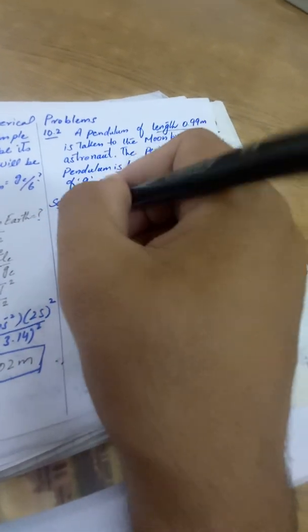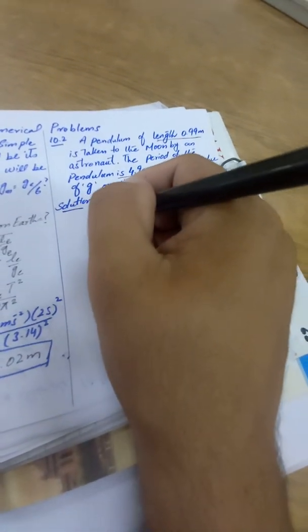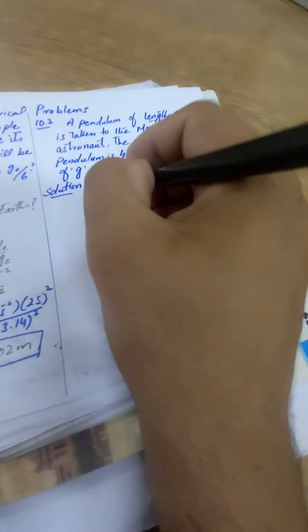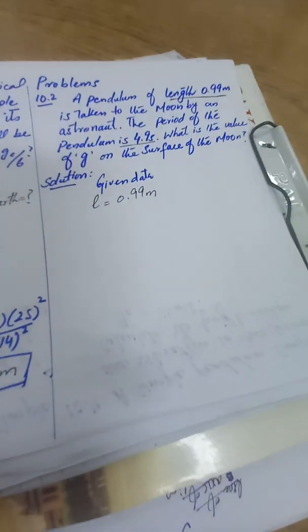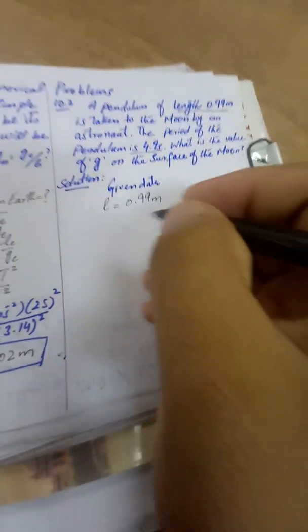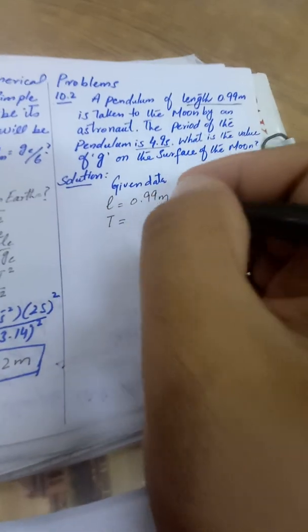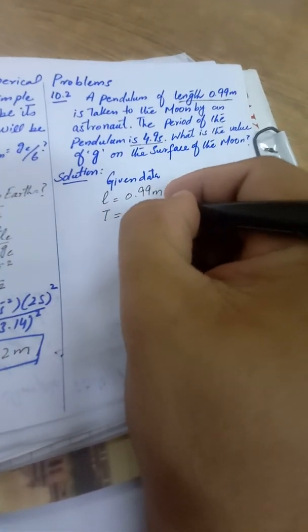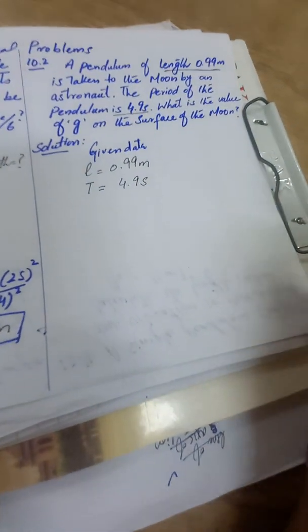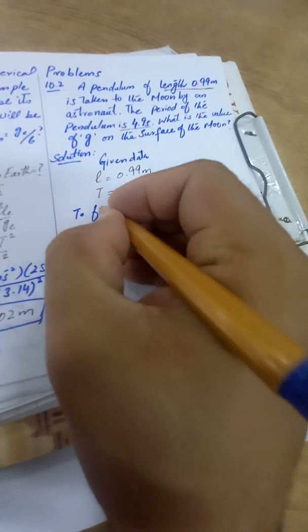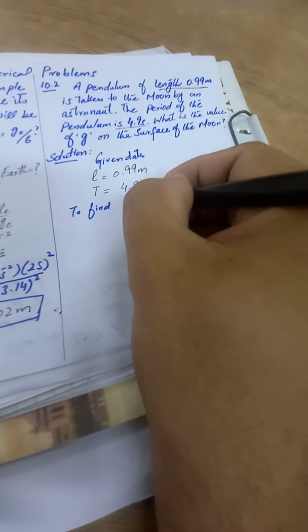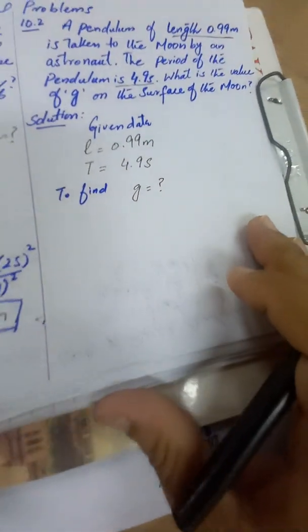is the length on the surface of the Moon is 0.99 meter. So the length is given. Also the time period of the simple pendulum is 4.9 seconds. So what is the value of G? So to find the value of G, we solve for G.